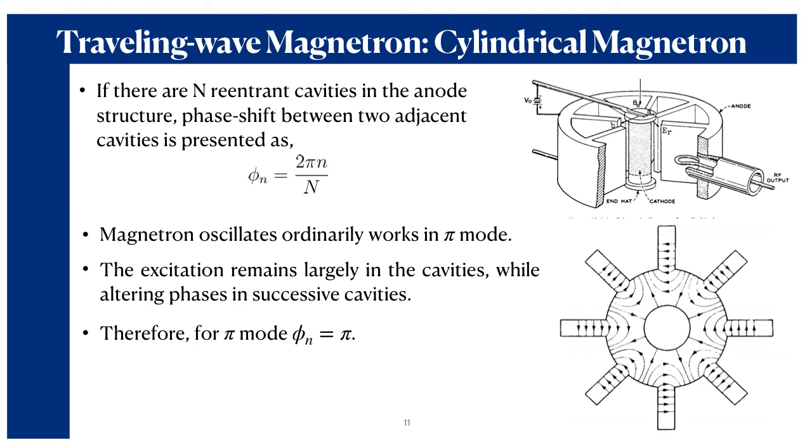The magnetron oscillators ordinarily work in pi mode, which means that phi n is equal to pi. You can see from this diagram that the excitations remain largely within one cavity, whereas they are alternating their phase. So you can easily identify the phase within one cavity. They are within the pi phase. In another cavity, they alternate their phase and appear with another pi phase in the adjacent cavities. So that is why it is called the pi mode. Magnetron oscillators generally work in the pi mode.